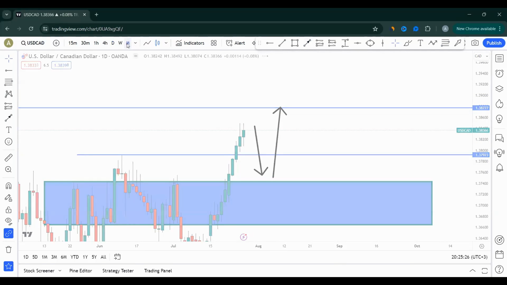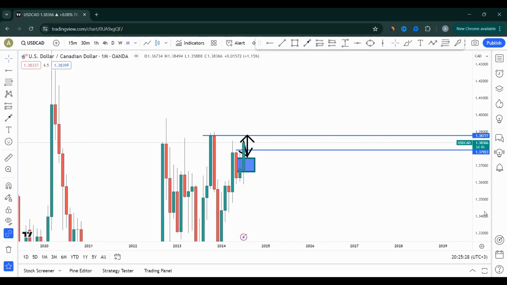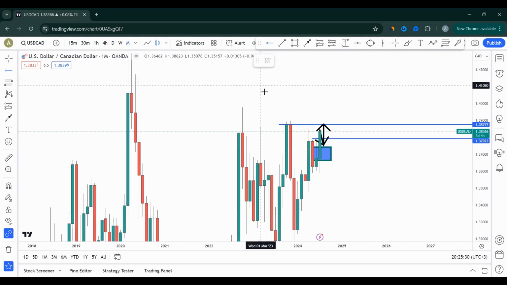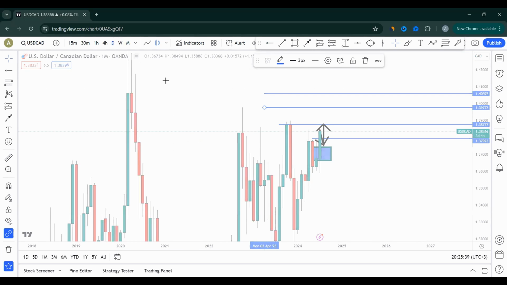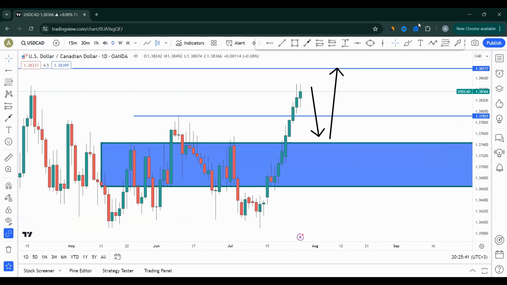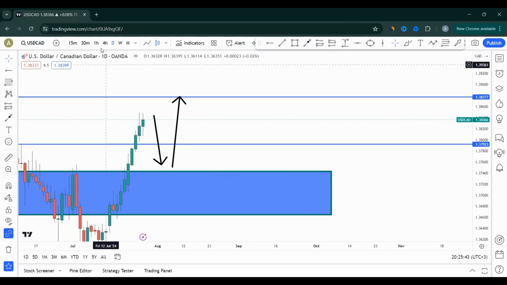Also, if it breaks that area, another point that you can be targeting could be this area here. Or if you want another one that is a bit closer, you can also target this high level here. Those can be your targets when the market opens, sorry. You can be watching that.